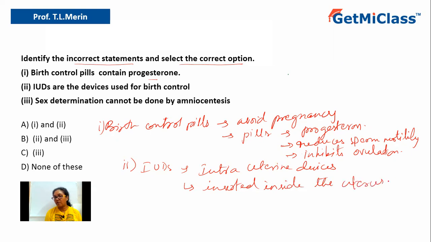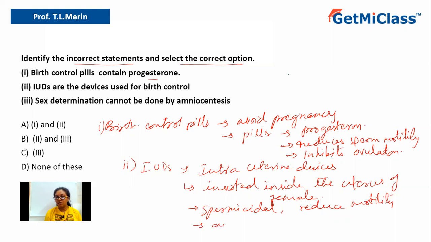What kind of effect do they have? They have different effects. Most of these intrauterine devices are spermicidal. They can kill the sperm and reduce the motility of the sperm when it is released in the vagina, as well as prevent fertilization. So these are the important characteristics of IUDs. So statement 2, IUDs are devices used for birth control, is absolutely right. The first one is also right.